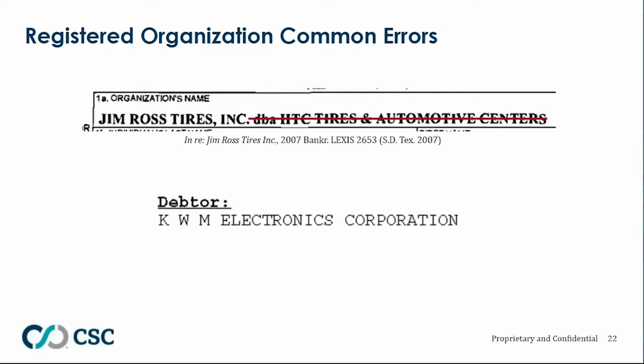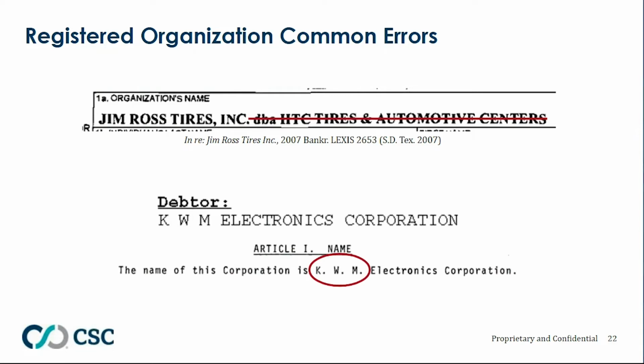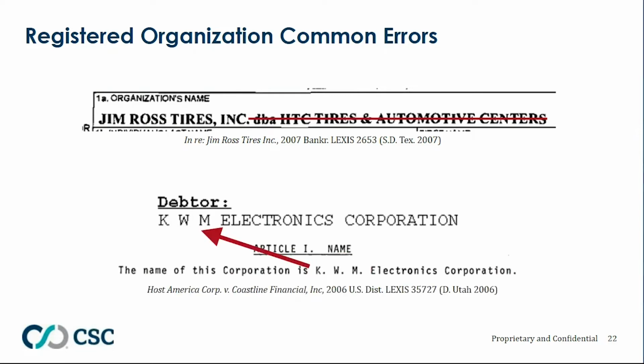Here we have KWM Electronics Corporation. Well, on the public organic record, there are periods after each of the initials, but they were omitted. Well, this was a problem because the Utah search logic did not disregard punctuation. As a result, without the punctuation, it was not the name of the debtor, and the search logic could not find it, because the punctuation was not disregarded.